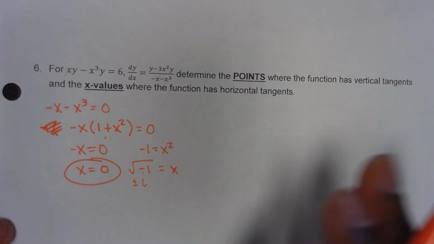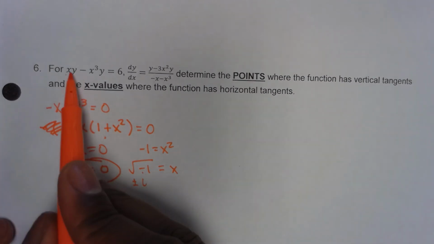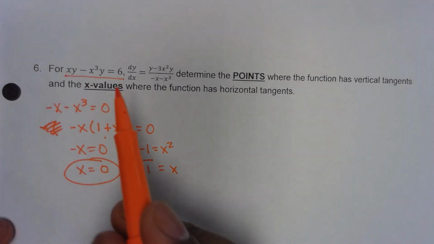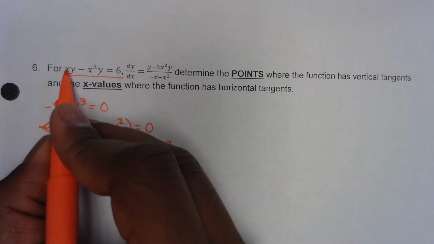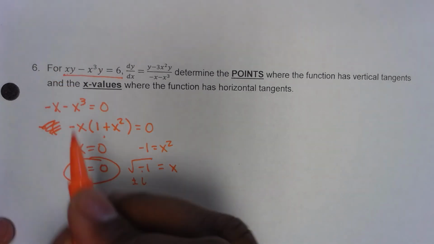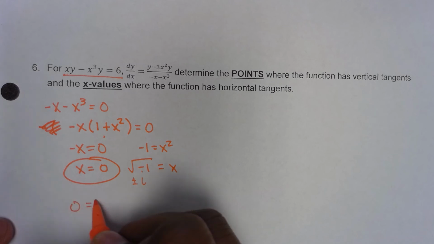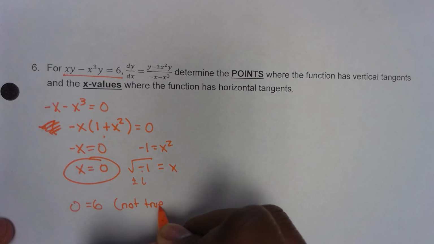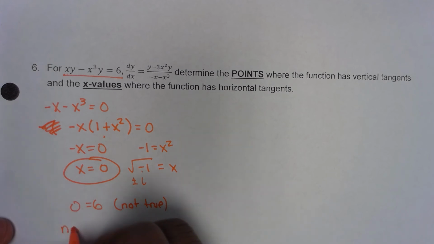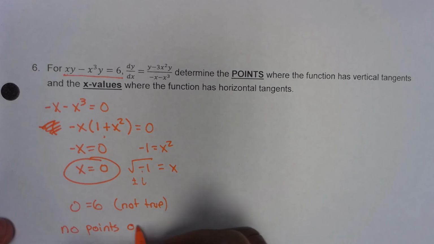If you remember, to find the point, you go back and substitute into the original function. If we do that, we would get, if x is 0, that term would be 0, and this term would be 0. So we get 0 equals 6, which is not true. So we have no points of vertical tangency.